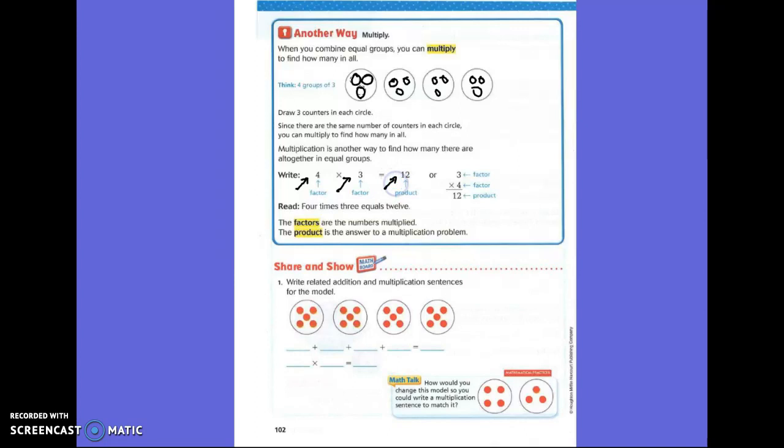12 is your product. A product is the answer to a multiplication sentence. What is a product? An answer to a multiplication sentence. Yes. Okay, so you're going to read it like this. 4 times 3. This multiplication sign is called times. Okay? 4 times 3 equals 12. The factors are the numbers that are being multiplied. The product is the answer.